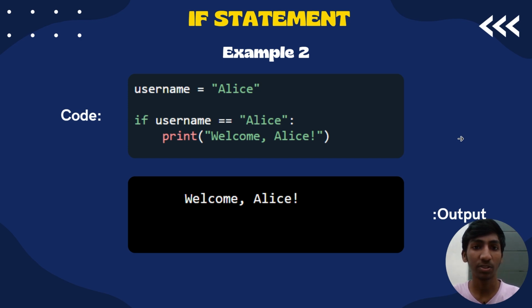Second example: username is alias. If username equal to alias, print welcome alias. Output will be welcome alias.